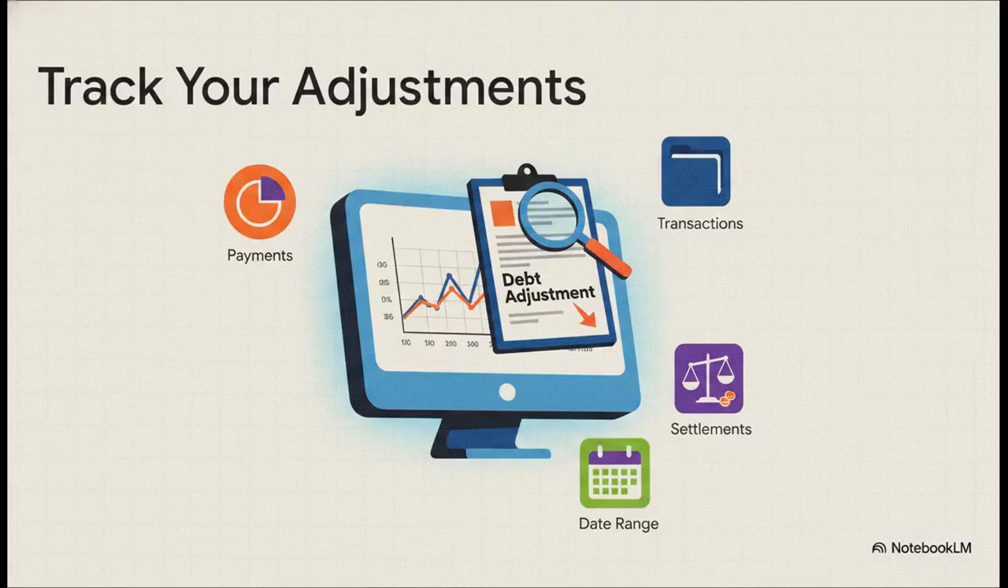But where do you actually verify it? Because you always want to track this stuff to make sure your bookkeeping is 100% accurate. You can find these exact offsets listed in a few key places. Check your payments dashboard, your transaction view, and actually, keep a really close eye out here because it will be explicitly labeled as a debt adjustment. You can also see the final adjusted math in your standard settlement reports and your date range reports.